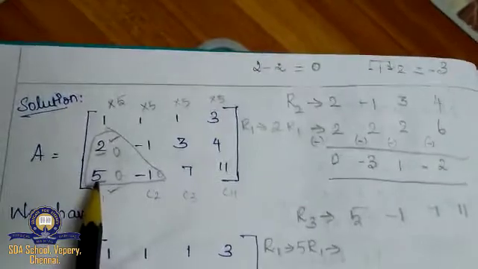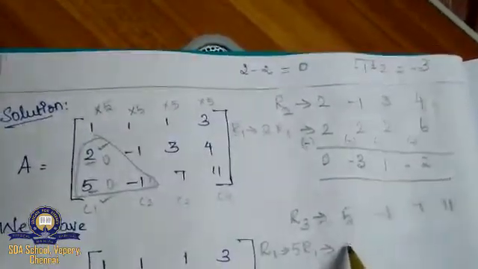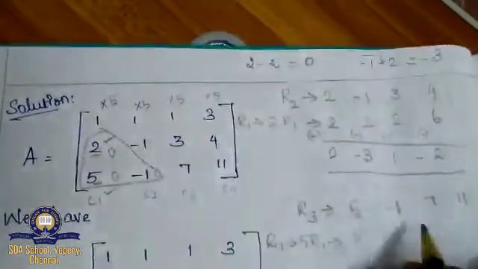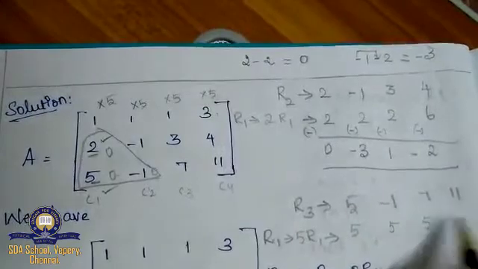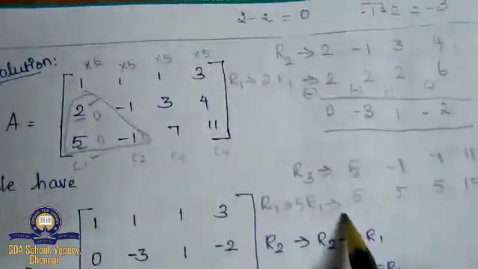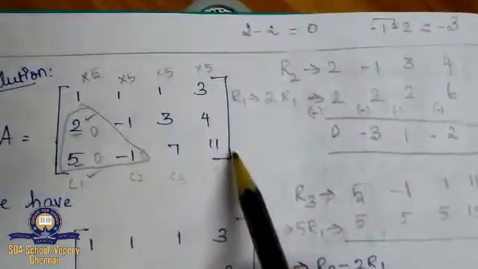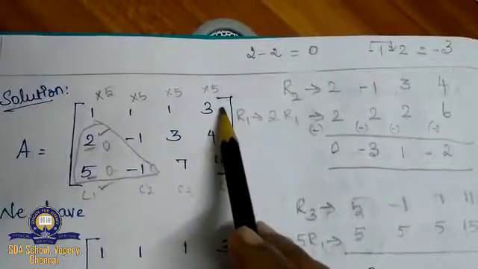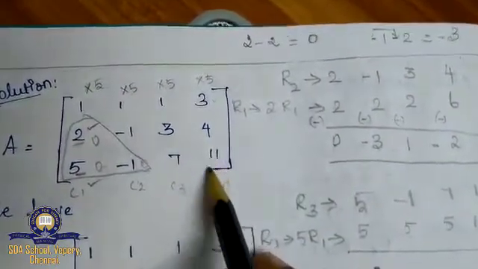So I'm going to multiply my first row by 5. So 5 into 1 is 5, 5, and again 5. 5 threes are 15. So what I told before, you have to subtract R3 with R1. Okay, not R1 with R3. We have to subtract R3 with R1.